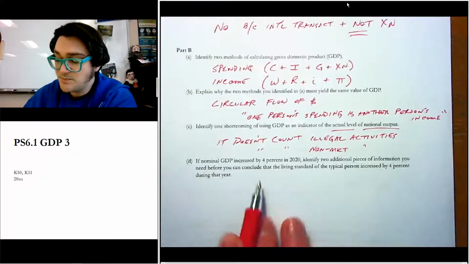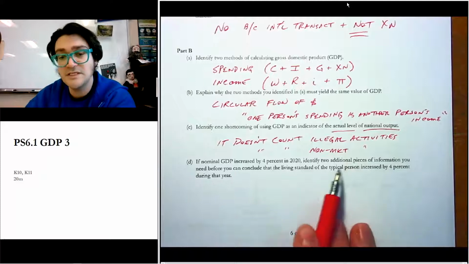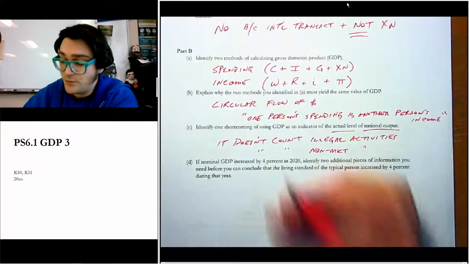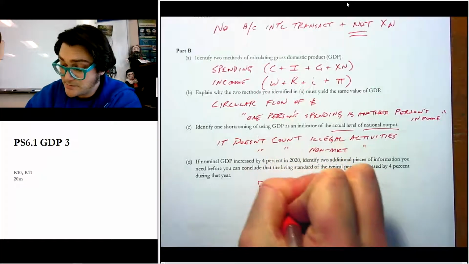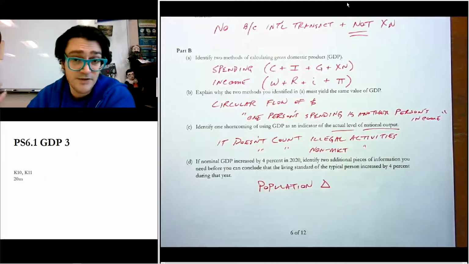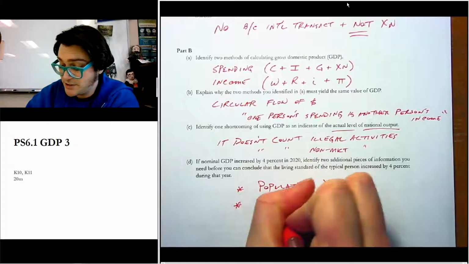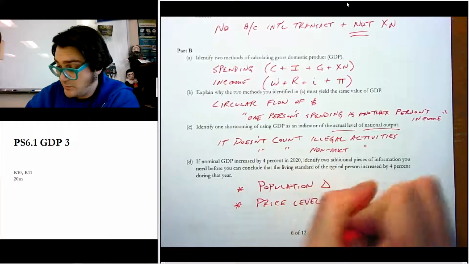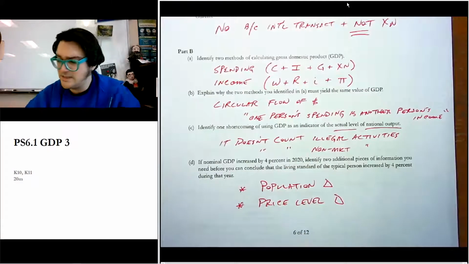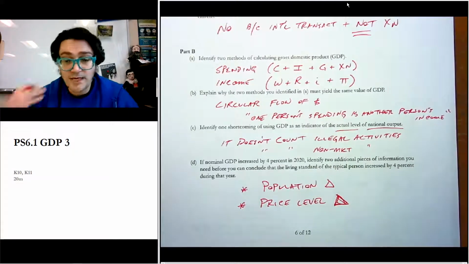If nominal GDP increased by 4% in 2020, identify two additional pieces of information you need before you can conclude the living standard of the typical person increased by 4%. So the easy two, the low-hanging fruit, would be the population change, right? Like how much did the population go up or down, if it changed at all, and you would need to know price level changes. Because this is the nominal GDP, we'd need to know what happened to price levels.